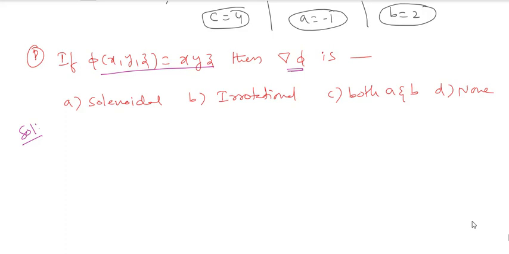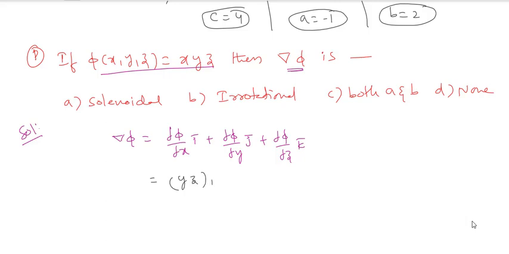So what is del phi? First you need to calculate del phi. Del phi is equal to what? Dou phi by dou x into i bar plus dou phi by dou y into j bar plus dou phi by dou z into k bar. First calculate that. Dou phi by dou x is yz into i bar plus dou phi by dou y is xz into j bar plus dou phi by dou z is xy into k bar. This is your del phi.